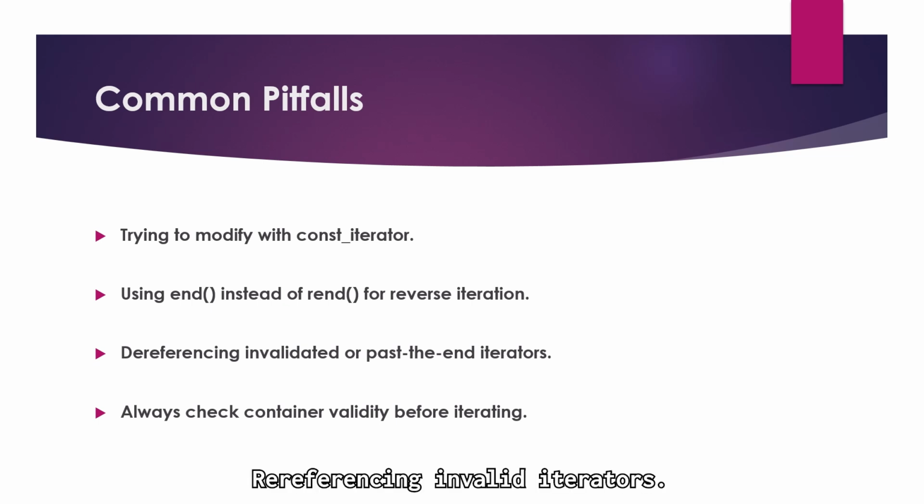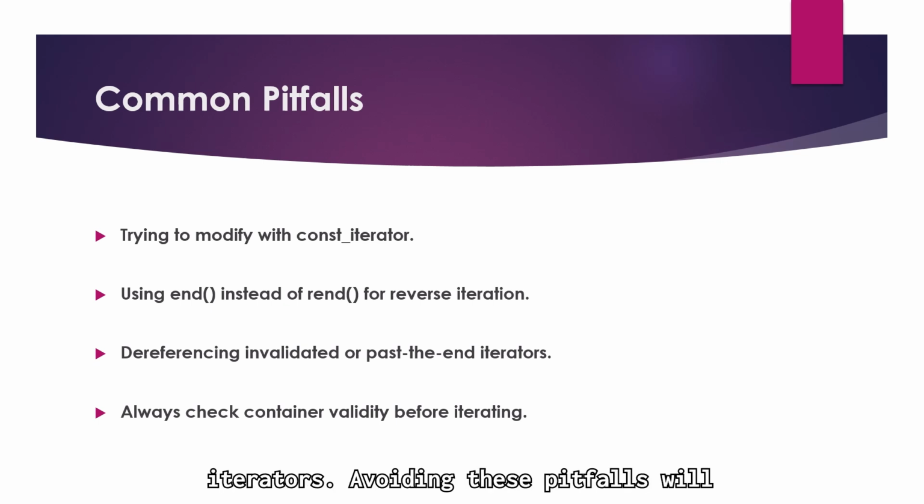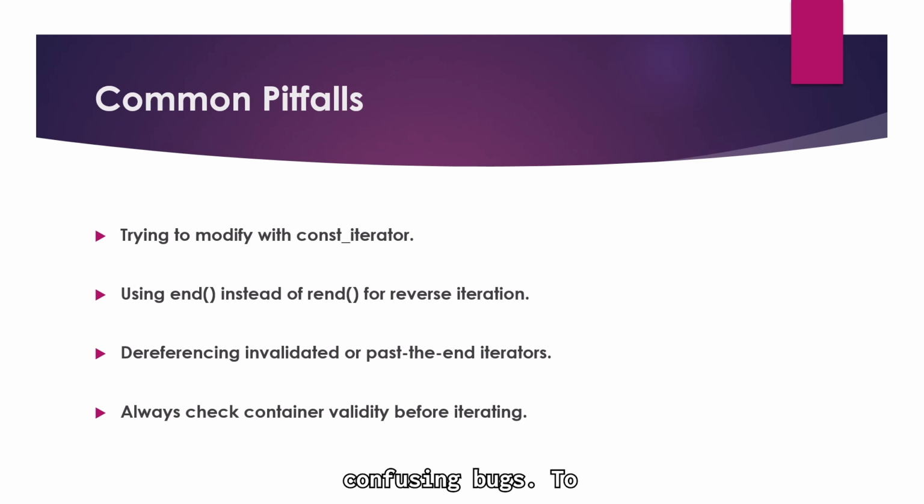Dereferencing invalid iterators. This happens when you access an element after releasing it or from an empty container. Always validate your iterators. Avoiding these pitfalls will save you from undefined behavior and confusing bugs.